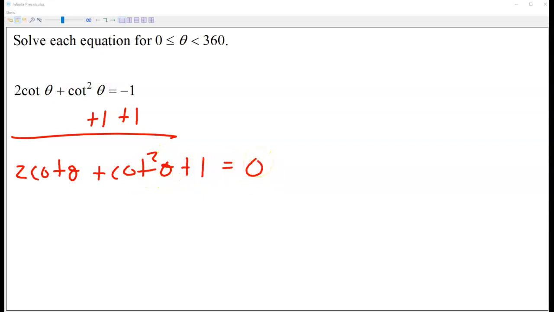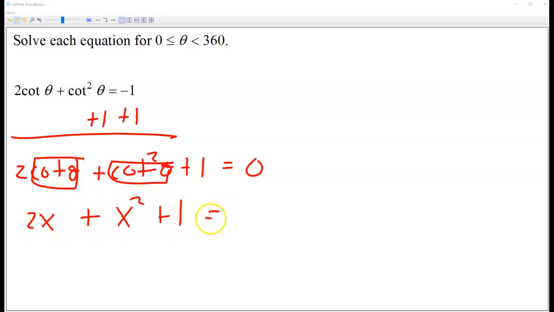Now that looks like a horrific mess. And so instead of having cotangent be there, I'm just going to replace it with a letter. You can replace it with whatever letter you want to. I guess I'll just call it x. So I'm going to replace the cotangent with x. So I have 2x plus x squared plus 1 equals 0. That way it looks a lot less crazy looking, okay? Now, to solve this, I'm going to rearrange the terms a little bit too. We do like to have our squared terms in the front.